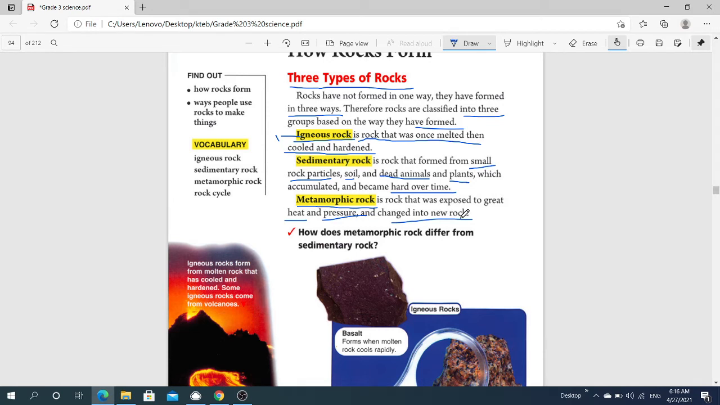Okay, dear students, now do you understand how many types of rock we have? We have three types of rock: igneous rock, sedimentary rock, metamorphic rock. If I ask you the question, what are the three types of rock? You should write down igneous rock, sedimentary rock, metamorphic rock.